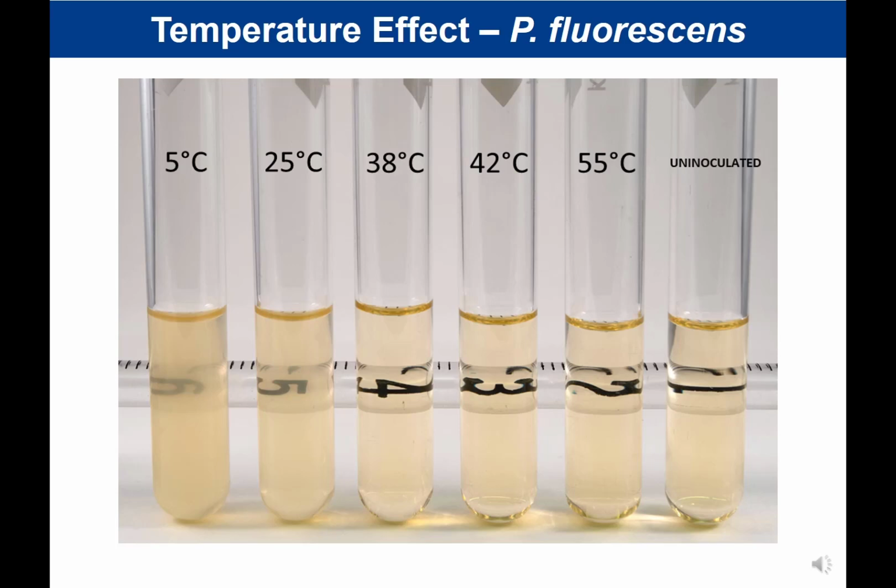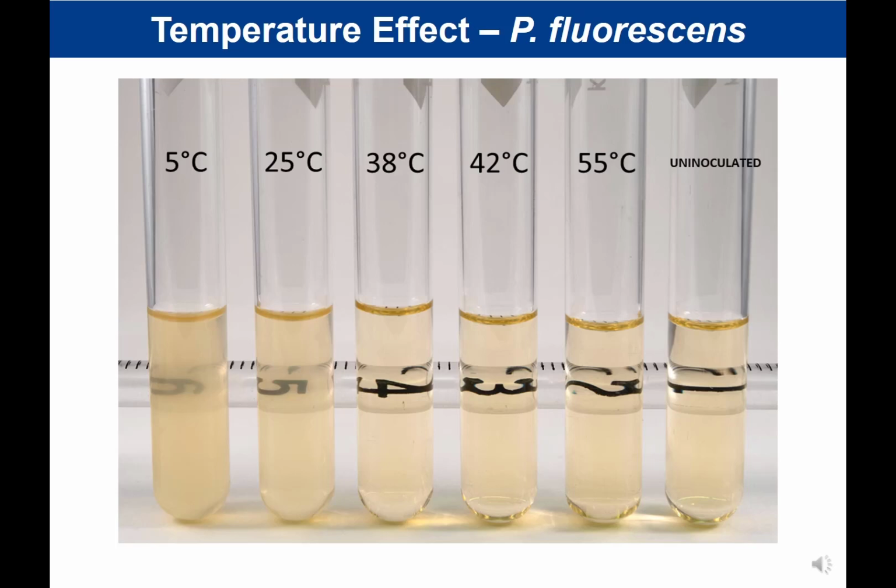Now, just like we looked at for our data for the effect of pH on microbial growth and the effect of osmotic pressure on microbial growth, right? What we're essentially looking for is to indicate if the organism grew at a particular temperature. What we're looking for is the degree of turbidity. And remember that turbidity is the cloudiness. So the greater the turbidity or the greater the cloudiness, the more the microbe grew at that particular temperature.